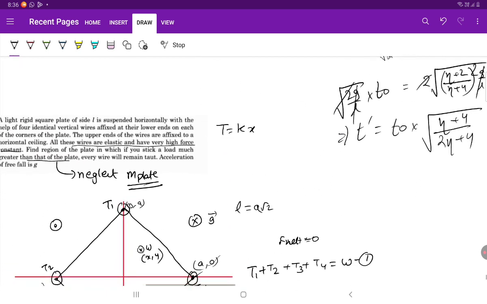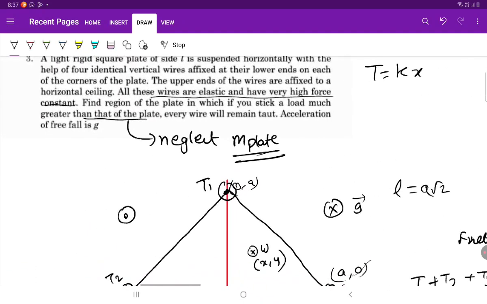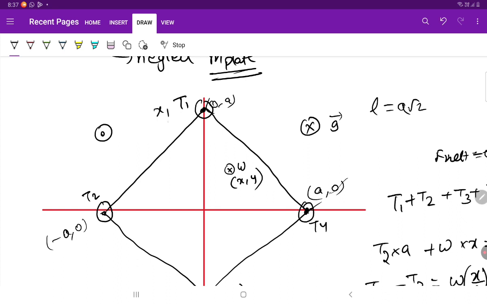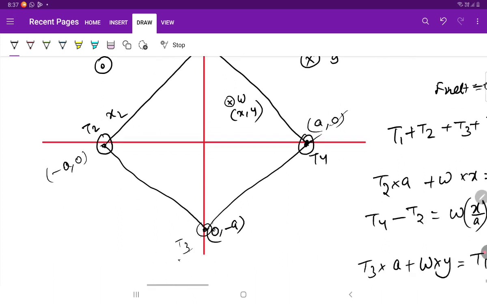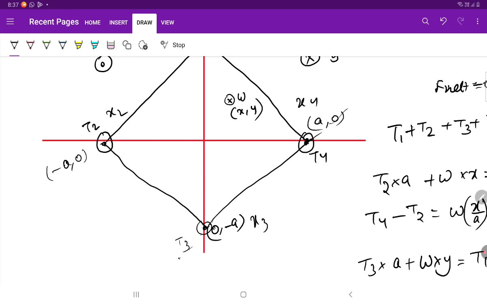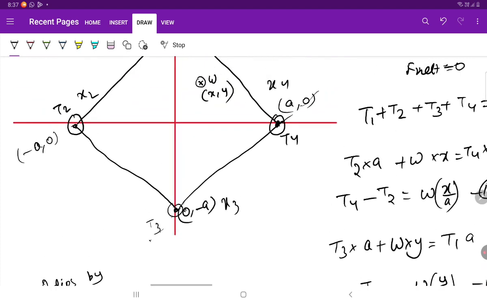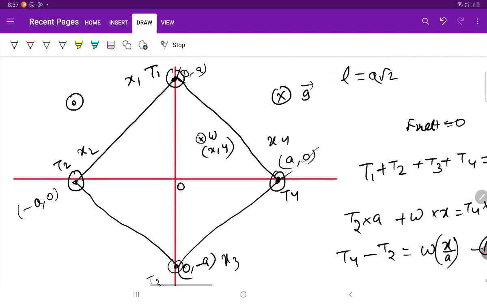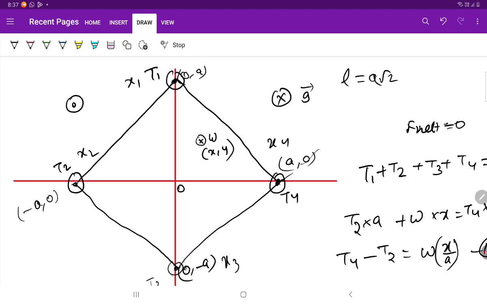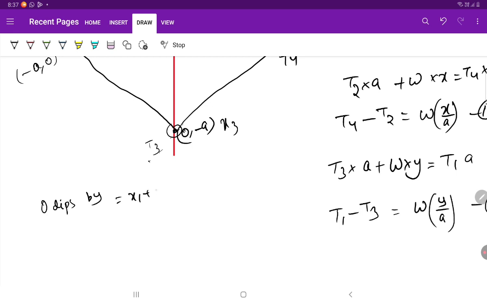Now, if you look at the question once more, it is written that all the wires are elastic, which means that the rods will dip down by some height. Now assume T1 dips down by x1, T2 by x2, T3 by x3, and T4 by x4. This diagonal is a line, so the origin, where O represents the origin, will dip by the midpoint value, x1 plus x3 by 2.